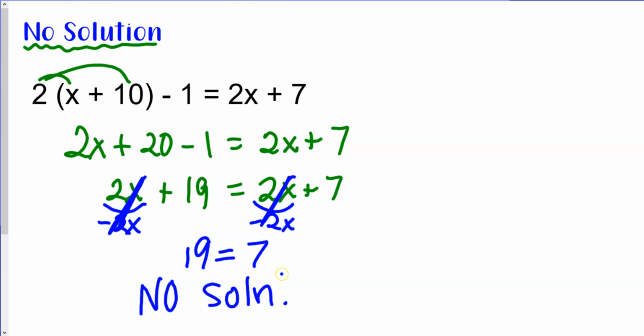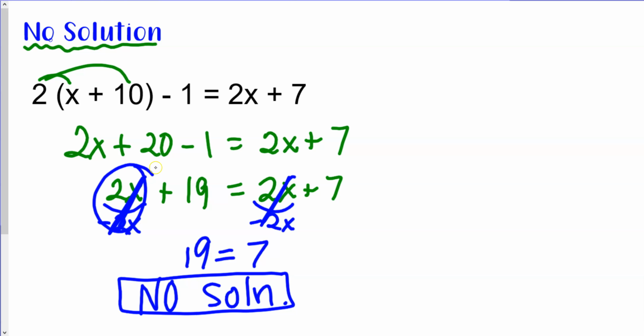And this is just an abbreviation for solution. So the key in a no solution equation is that the variable terms will cancel each other out on both sides, and you end up with an equation that is not true. Not true or no solution.